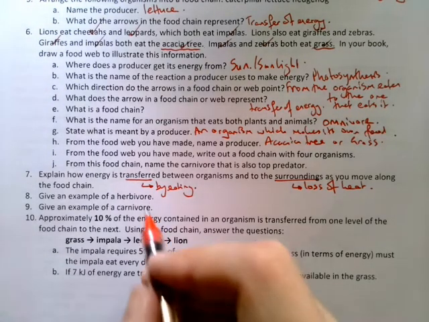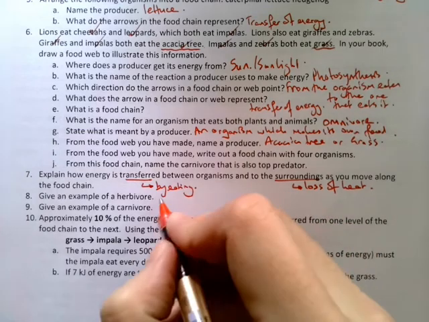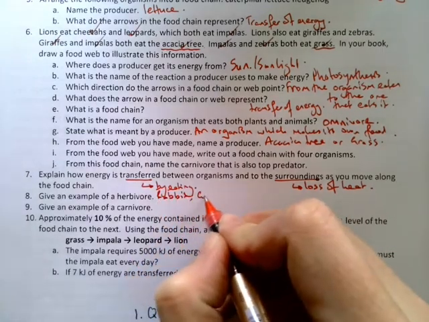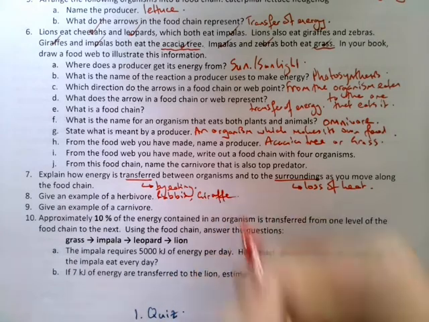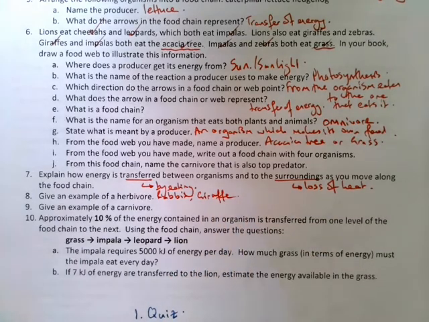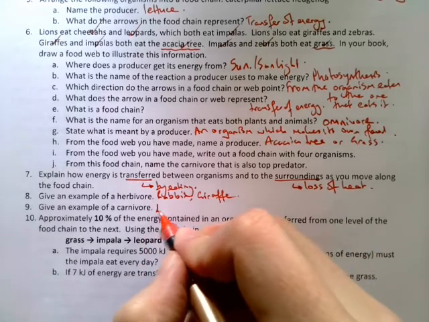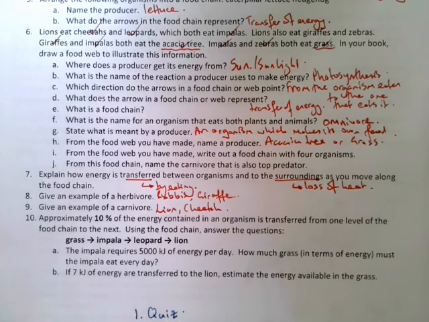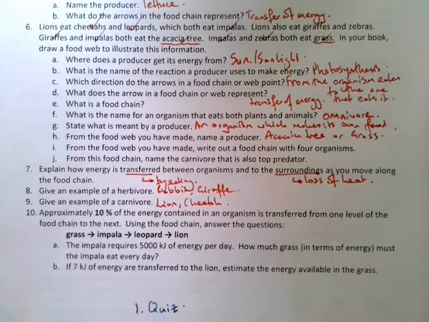Give an example of a herbivore. All right, just anything, rabbit or giraffe. Okay, anything that only eats plants, that doesn't eat animals. Give an example of a carnivore: lion, cheetah, anything like that.